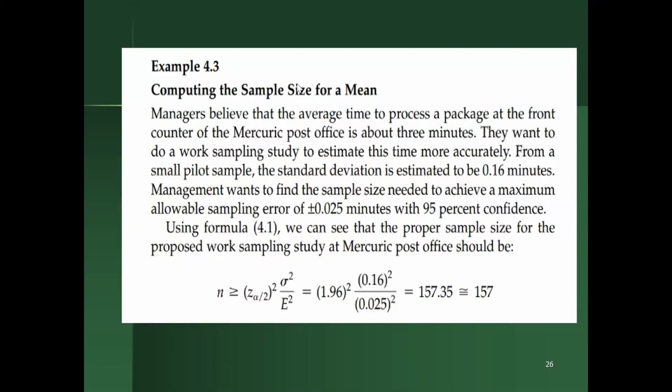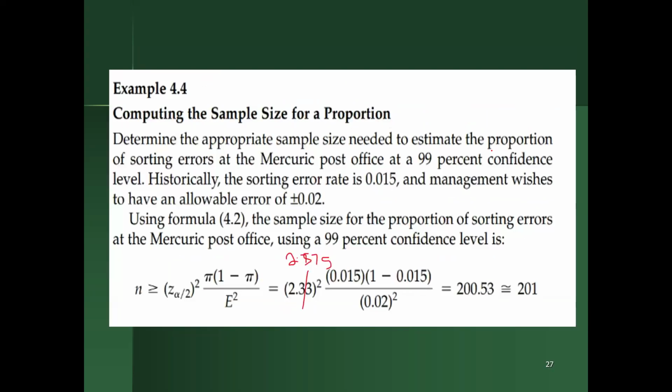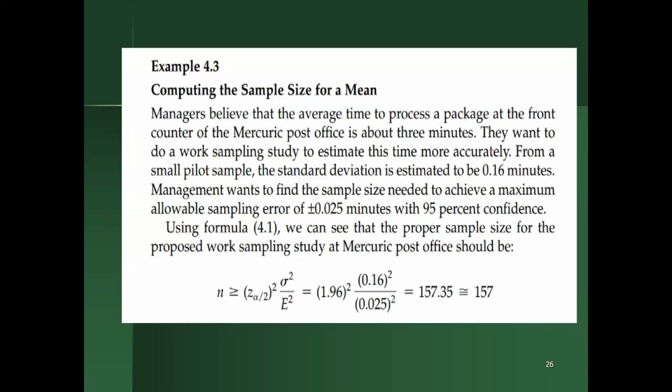Managers believe that the average time to process a package at the front counter of a post office is about 3 minutes, so the average is given as 3 minutes. They want to do a work sampling study to estimate the time more accurately. From the small pilot sample, they are giving you the standard deviation. Here I am given the standard deviation.